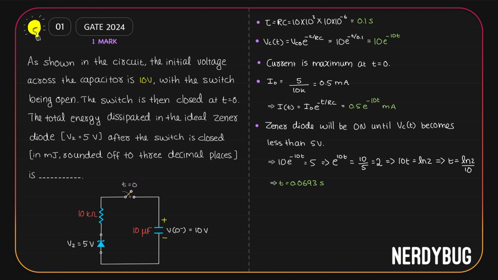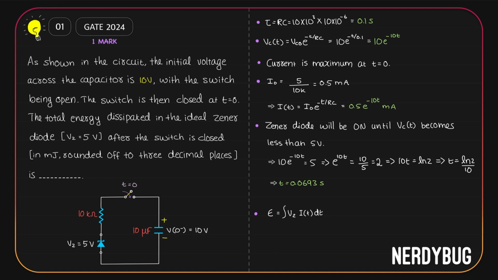What we have to find out is the total energy. We know energy is the product of voltage and current. Here voltage is a constant, it is 5 volt, but I depends on time. So we have to integrate it. Energy dissipated is the integral of Vz I of t dt. Vz is the potential across the Zener diode, I of t is the current that is flowing through it as a function of time. Now, what will be the limits of integration?